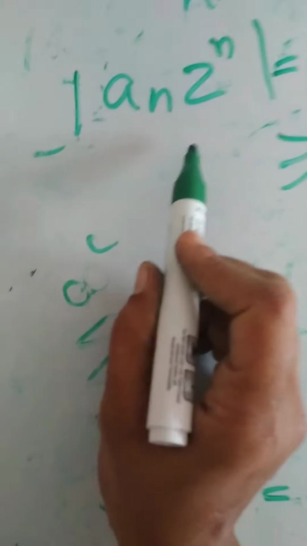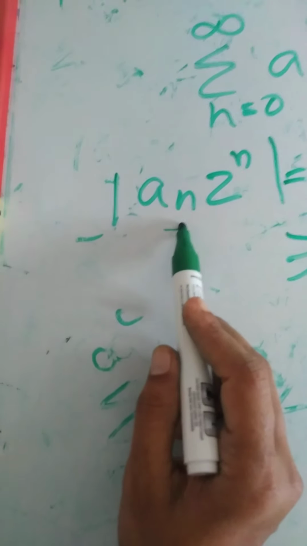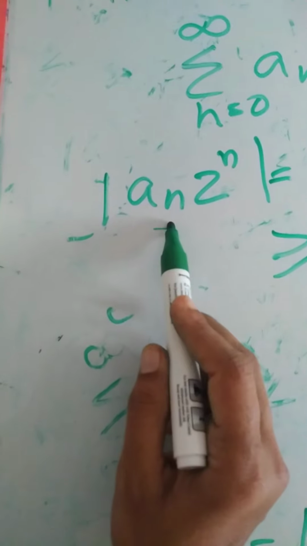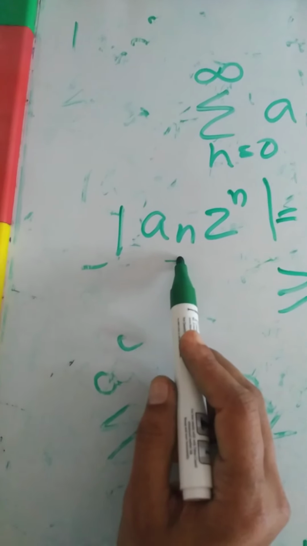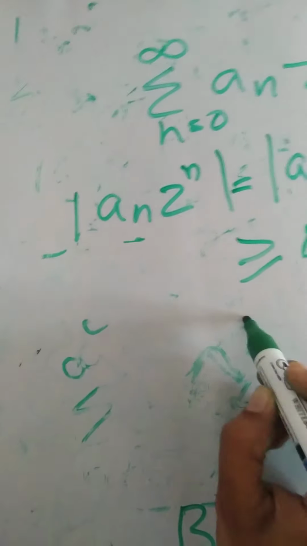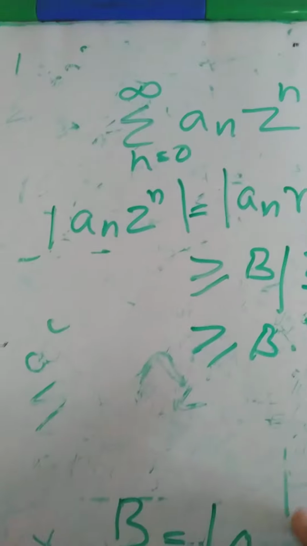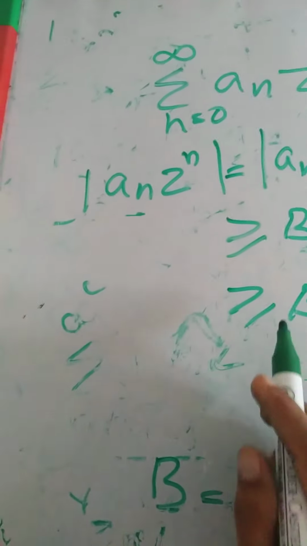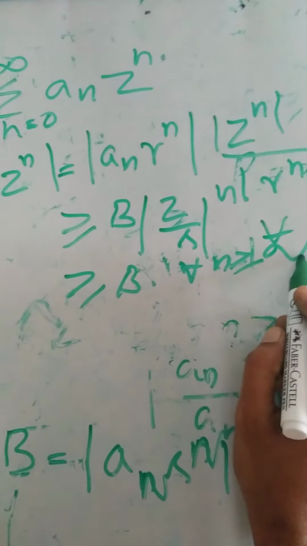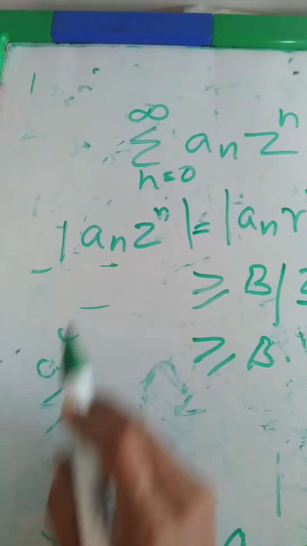So this term a n z raised to n is unbounded. So the corresponding series diverges. This is greater than or equal to b for every n greater than or equal to N. So what will happen? The corresponding series diverges.